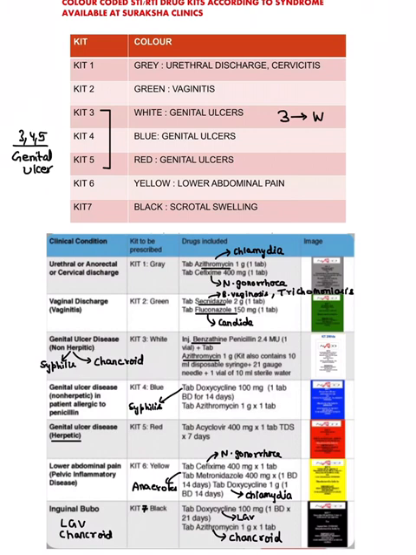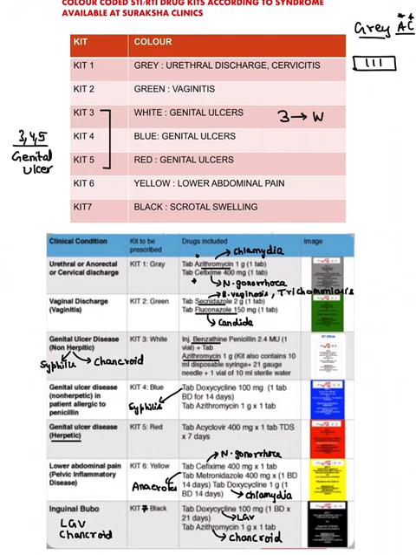Okay, so see, it's very simple. Kit 1, just remember it as gray AC. Why do I remember it as gray AC? Because the drugs that are used are A and C. A is for azithromycin and C is for cefixime.